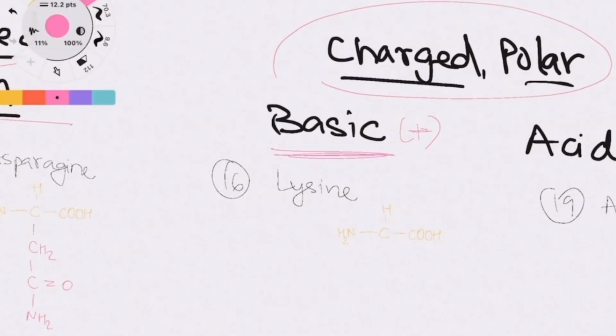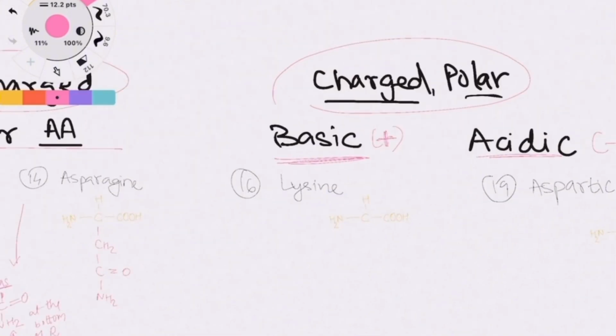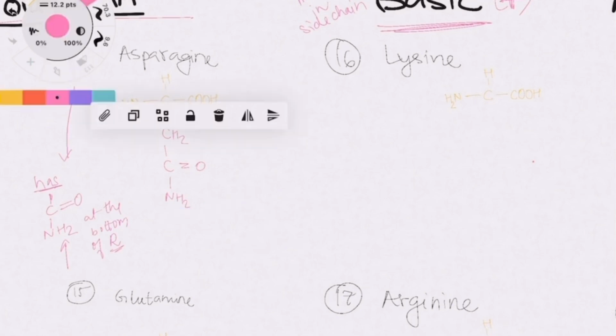Next, we have our polar charged amino acids. Remember, bases are positive because they have an amino group attached to their side chain, and acids have a carboxyl group in the side chain, which makes them negative. So acids have a C double bond O minus group, and bases would have NH3 plus or double bond NH2 plus to make them positive.